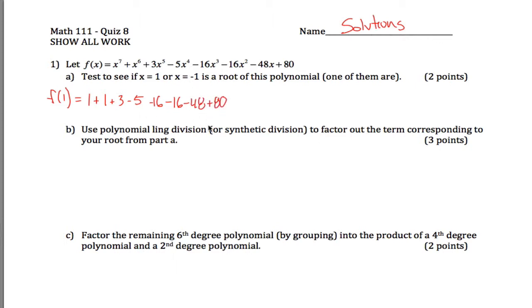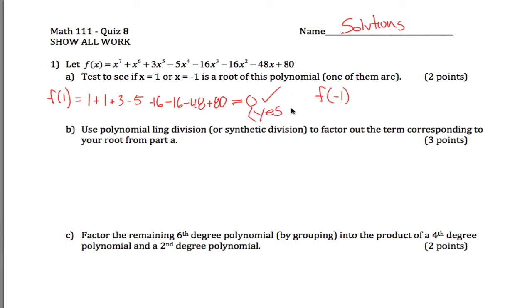Question is, does this thing equal 0? Well, let's see. 1 plus 1 is 2, plus 3 is 5, minus 5. All right, we're back at 0. What about over here? Negative 16 and negative 16 is negative 32. Negative 32 and negative 48 is negative 80. Plus 80, looks like we're back at 0. So 1 is a root of this polynomial.